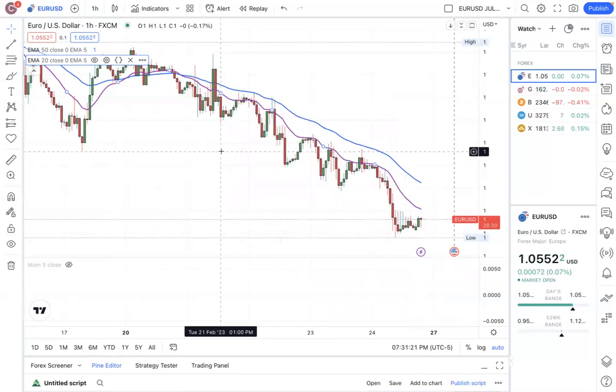So once you guys have both EMAs on your chart, just drop some 2s in the chat. And then we're going to go over the momentum indicator.